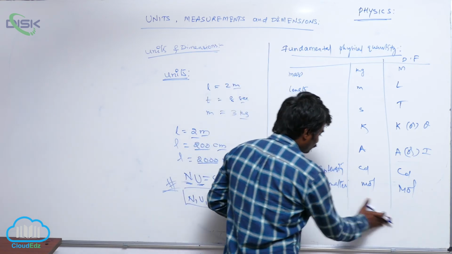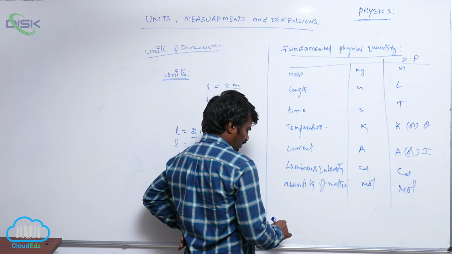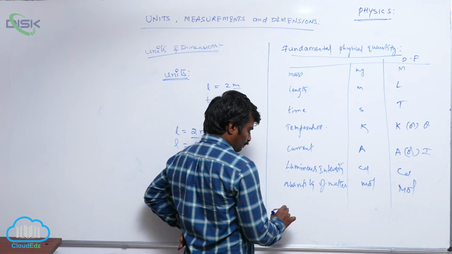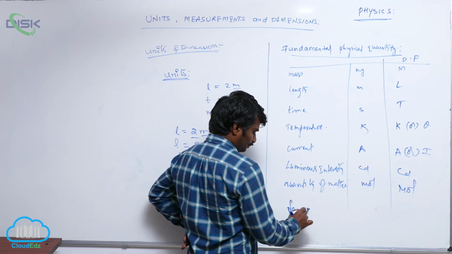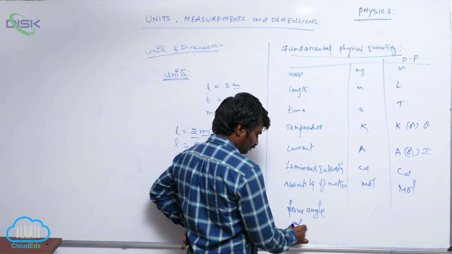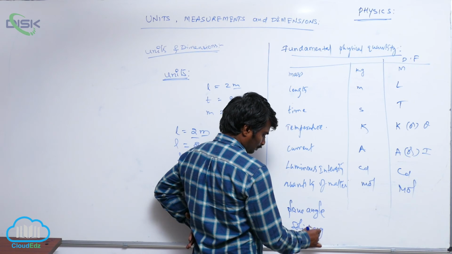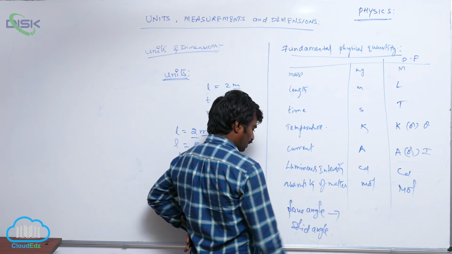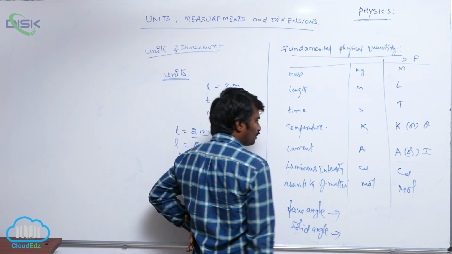Next, some supplementary quantities are there. One is plane angle and a solid angle, and its unit is radian, its unit is steradian.